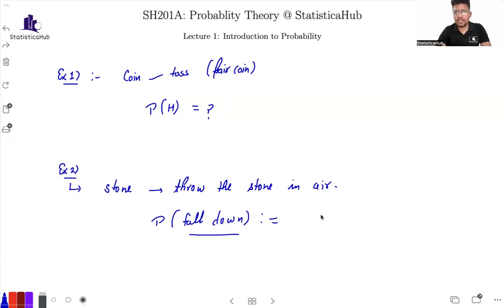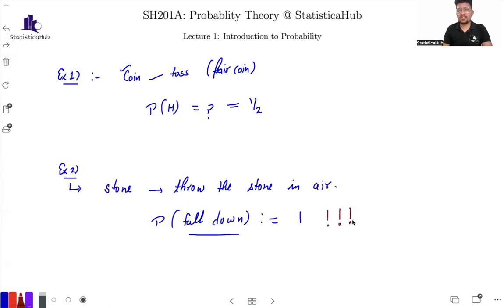One thing that we can observe is that this is some sort of experiment. I have the coin, I toss up the coin, and I will be seeing some sort of result. On the other hand, I have the stone, I throw the stone in the air, and eventually, in this experiment too, it will fall down. In the first example, you are going to get the probability to be 1 by 2. Very simple. In the second case, the probability that it will fall down comes out to be 1, correct?